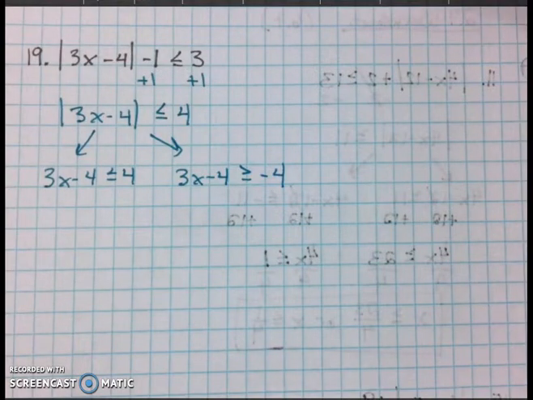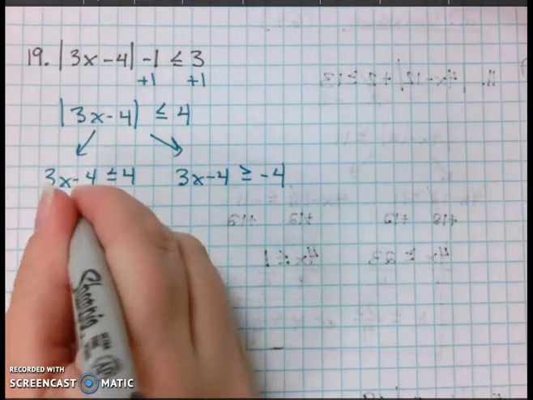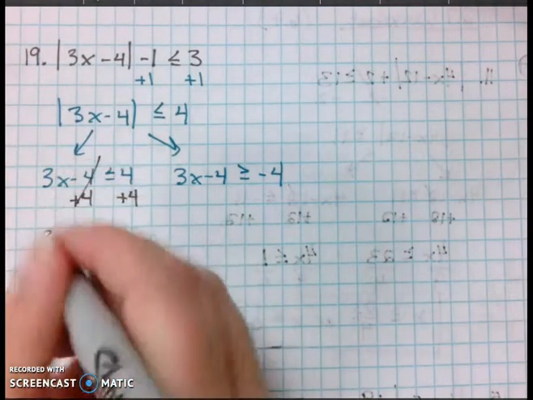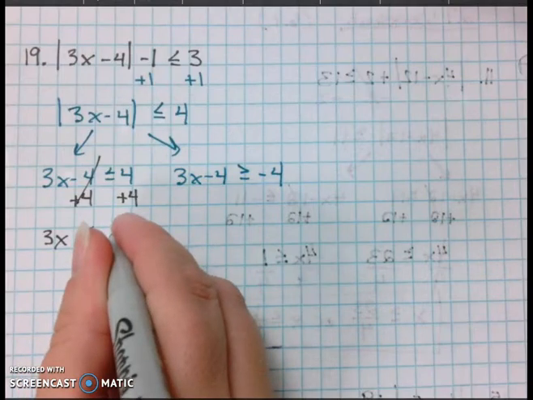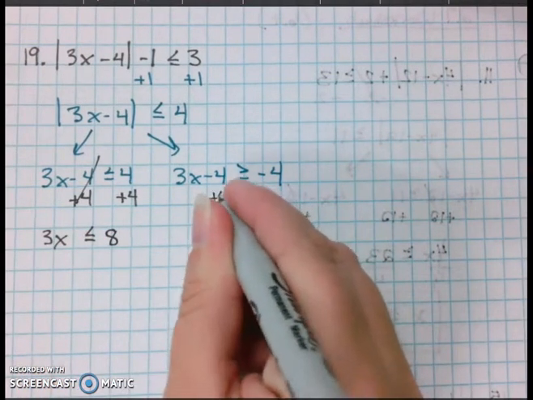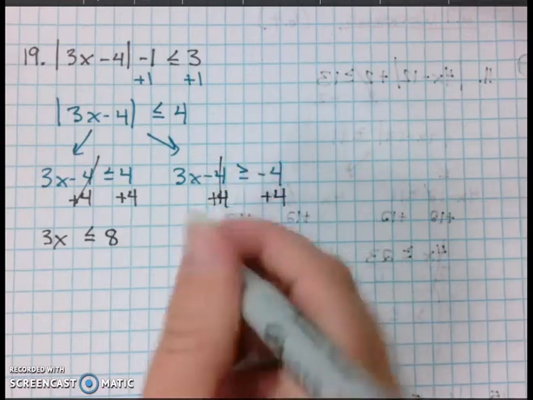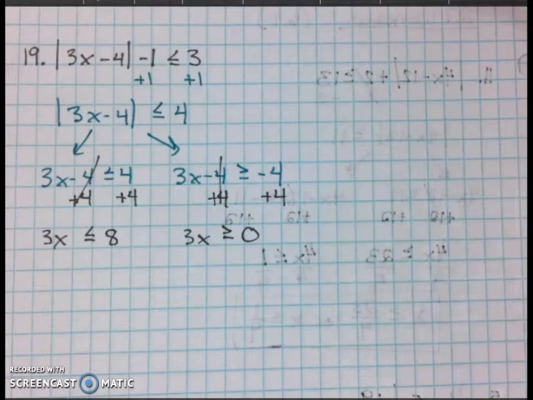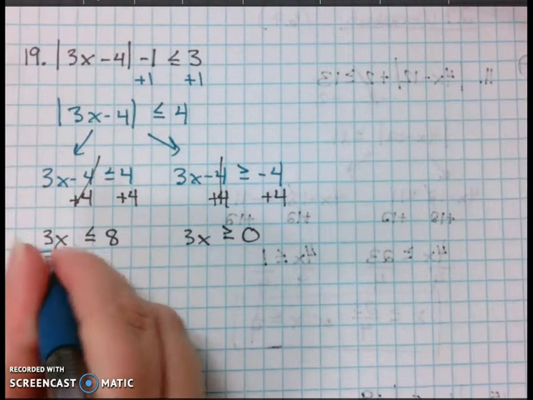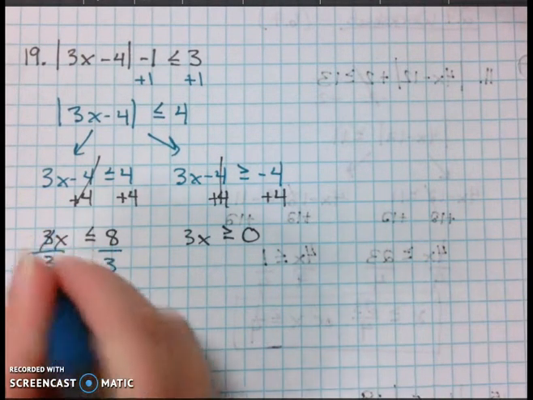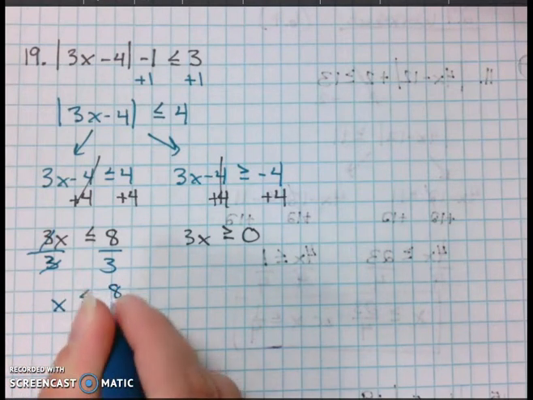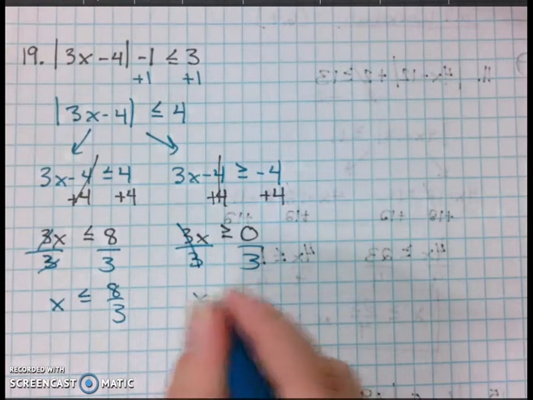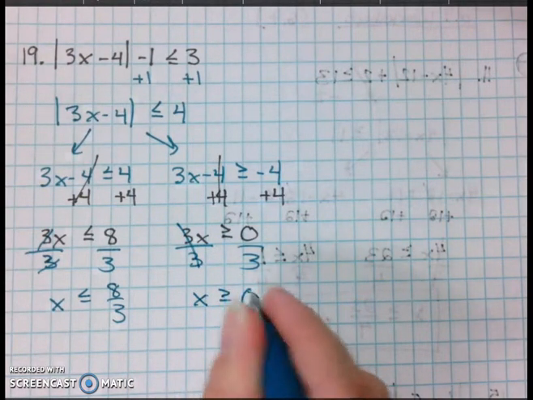Now I continue solving. We're going to add 4 to both sides here. Get rid of that minus 4. And add 4 to both sides on the other one as well. Get rid of the minus 4. And then we divide by the 3 to undo our multiplication. So I get the fraction 8/3 here. And 0 divided by 3 is 0.